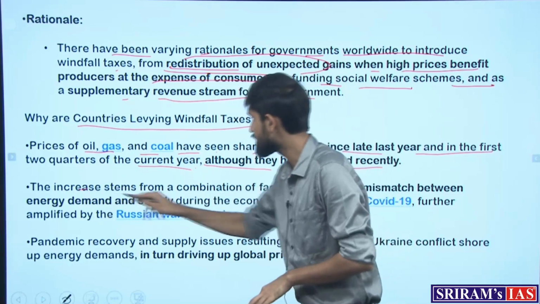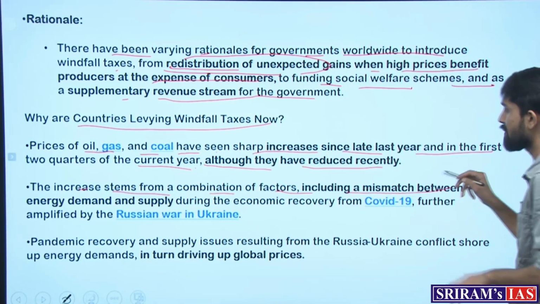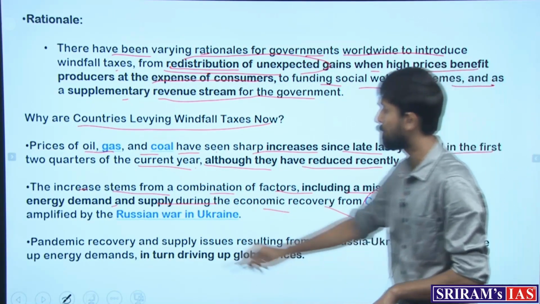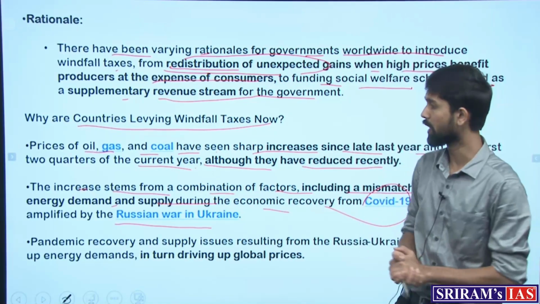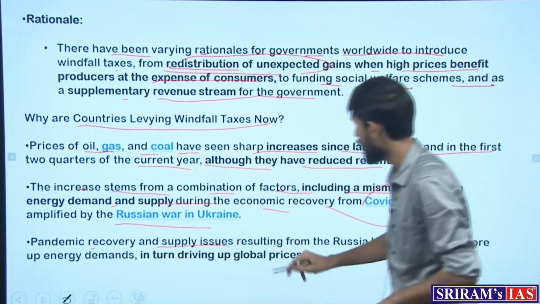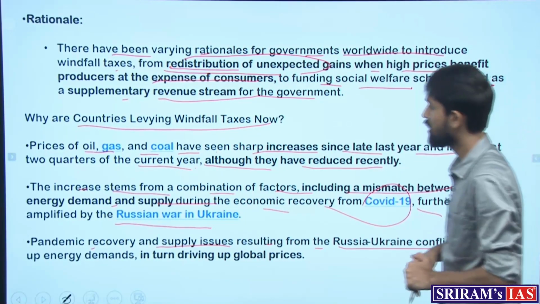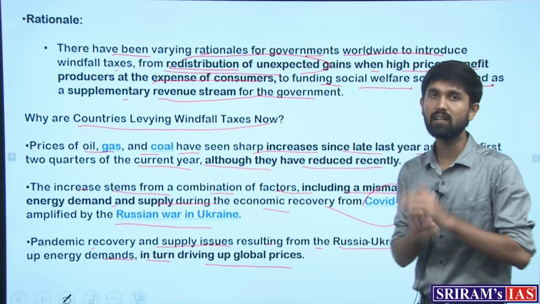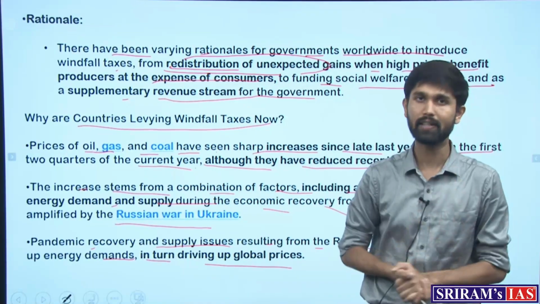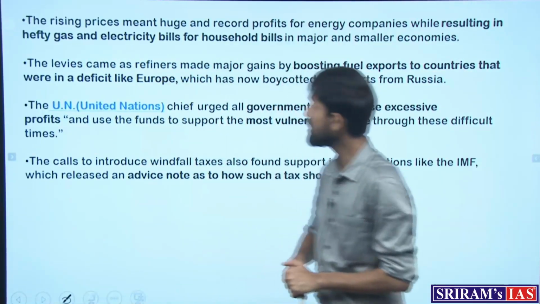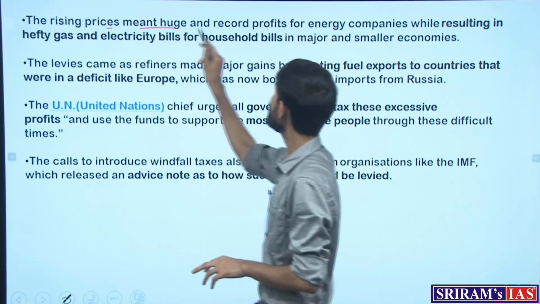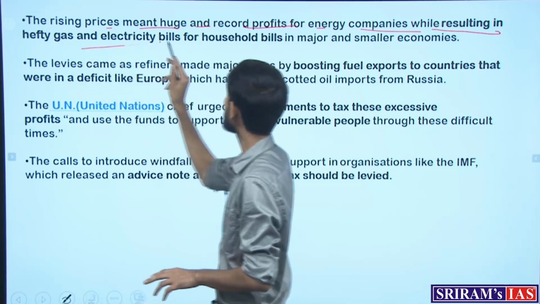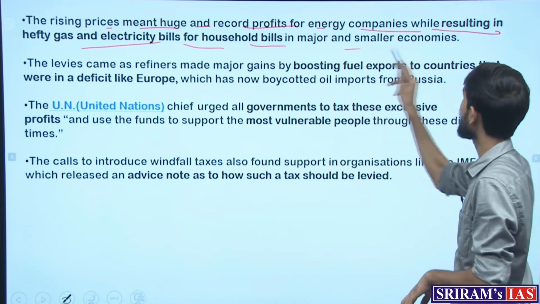And the increase stems from a combination of factors, including a mismatch between energy demand and supply during the COVID-19 pandemic, further amplified by the Russian war in Ukraine. This pandemic recovery and the supply issues resulting from the Russia-Ukraine conflict pushed up energy demands, in turn driving up global prices. This is the reason why many countries are levying windfall taxes on their oil companies. The rising prices meant huge and record profits for energy companies, while resulting in hefty gas and electricity bills for households in major and smaller economies.